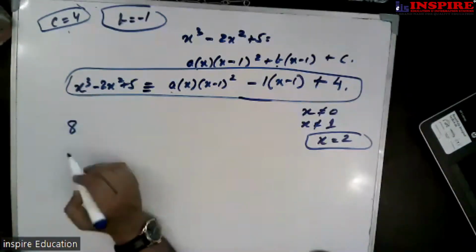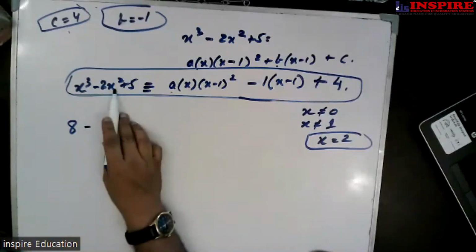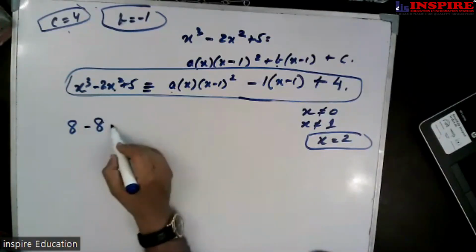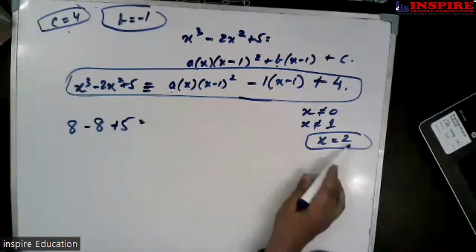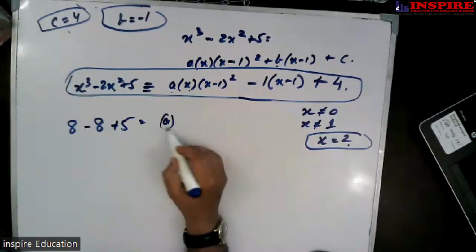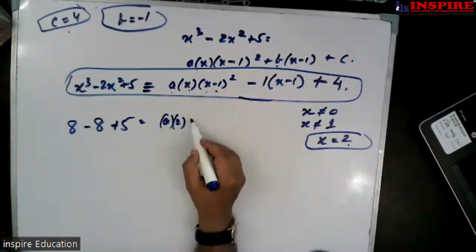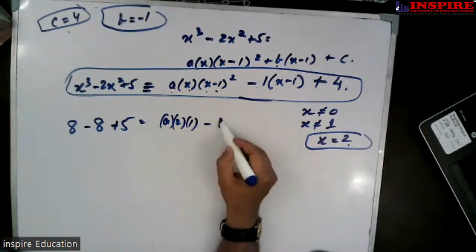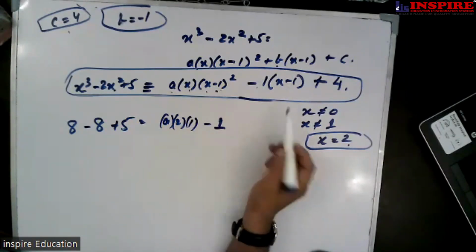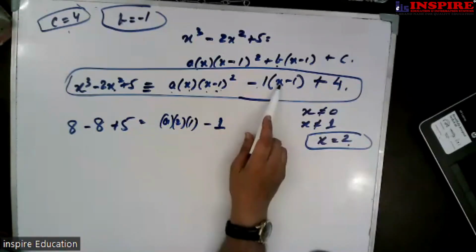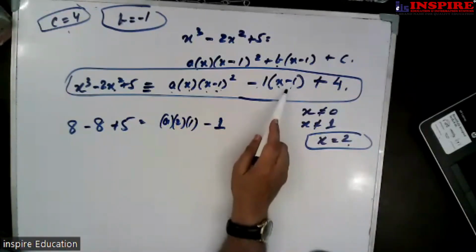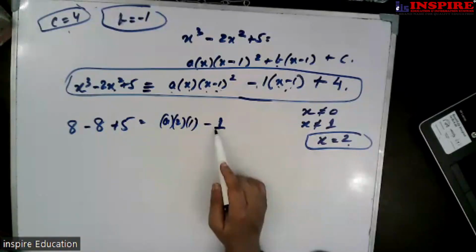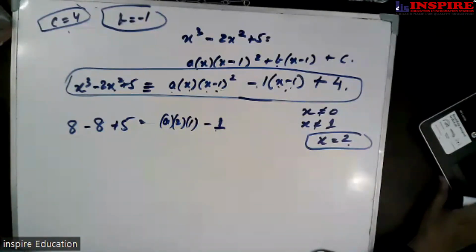2 cubed is 8, 2 squared is 4, 2 fours are 8. Isn't that easier? Then I take a value of x is 2. A into 2 into 2 minus 1 is a 1. 1 squared is 1. 2 minus 1 is a 1. 1 into minus 1 is, oh, I did too fast for someone. 2 minus 1 is a 1. 1 into minus 1 is a minus 1. I'm just pausing for a second, please.